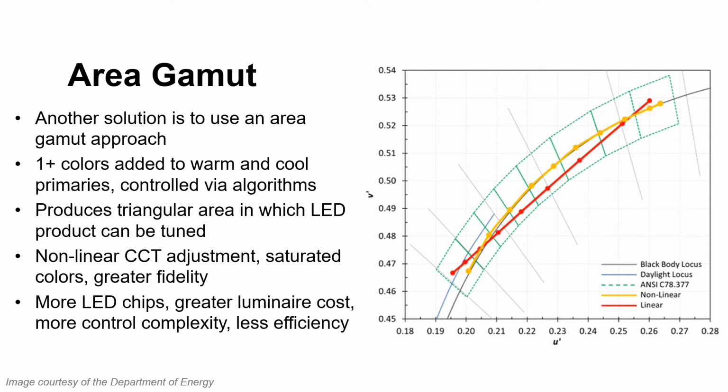Yet another approach is to use an area gamut instead of a warm-cool gamut approach. Area gamut is a more sophisticated approach in which the warm and cool primaries are supplemented with one or more additional colors controlled via response algorithms. The result is a tighter adherence of color coordinates to the blackbody curve, as shown in the yellow line in this graphic. We also gain a range of saturated colors that allow the general lighting to be used for communication or to support other uses of the space.